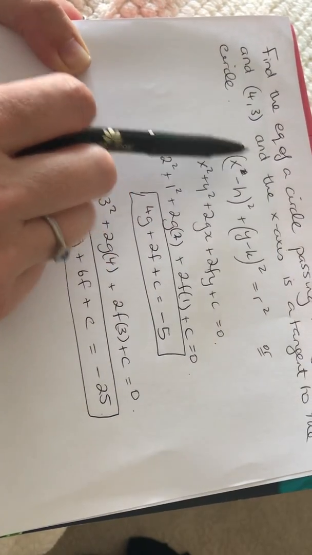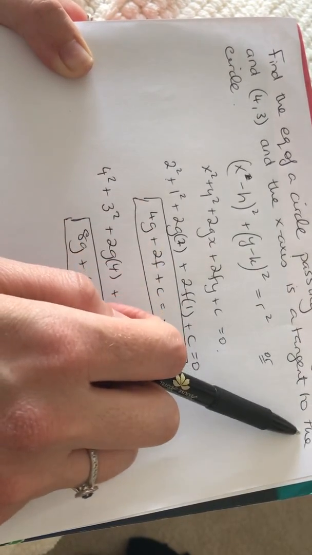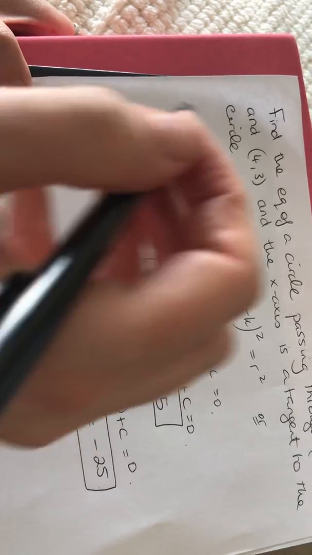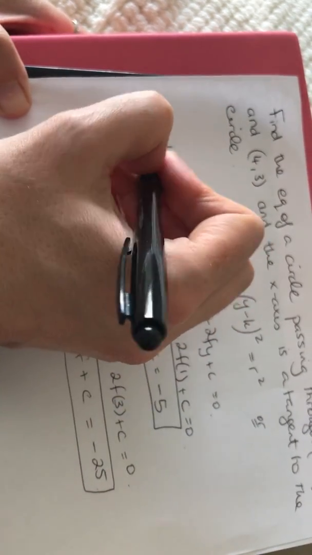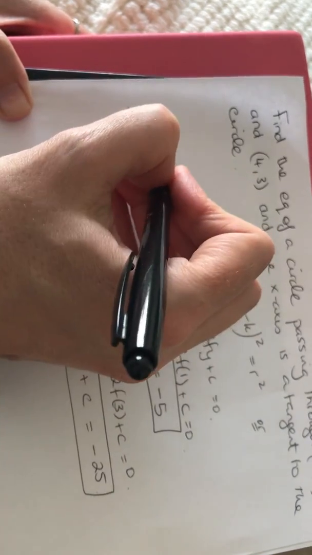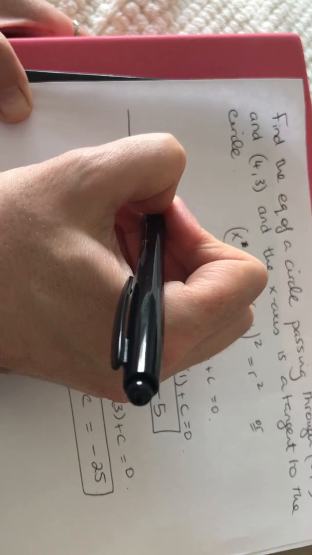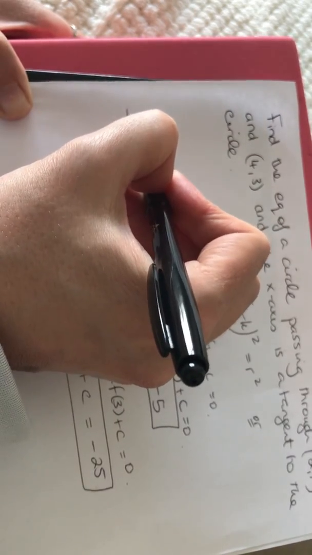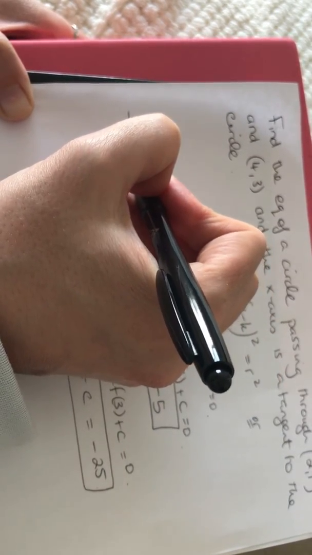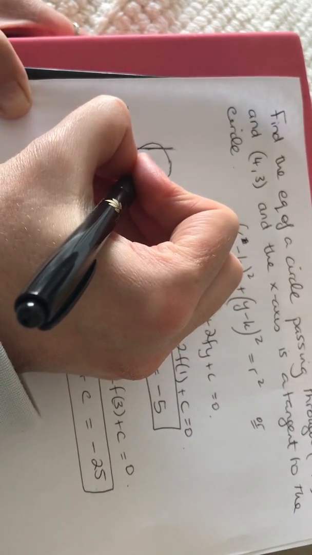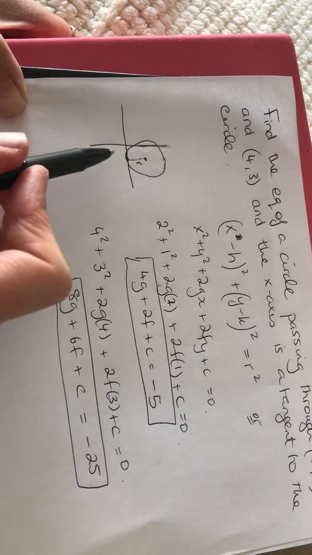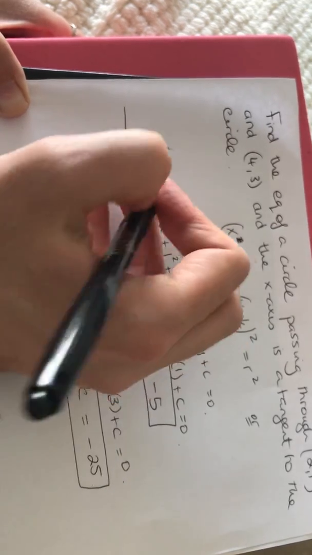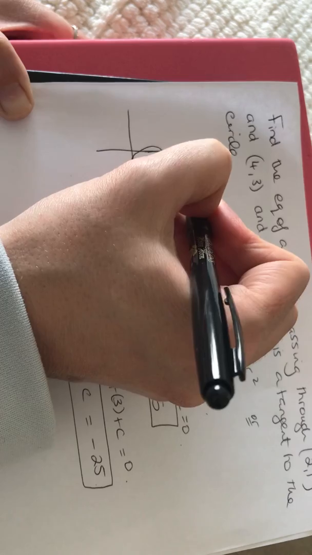And then they give me a third piece of information, so hopefully this will help as well. The x-axis is a tangent to the circle. So I'm going to do a little sketch over here. Now, what do I know if the x-axis is a tangent to the circle? So maybe I'll draw my circle here. There's my x-axis just touching it. So that's r. And then that means that this here is minus g, minus f.